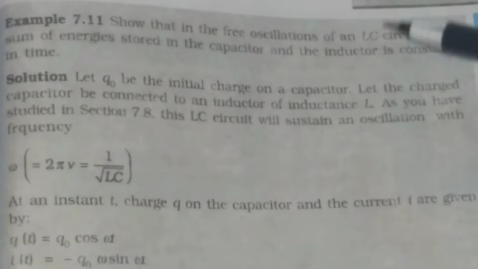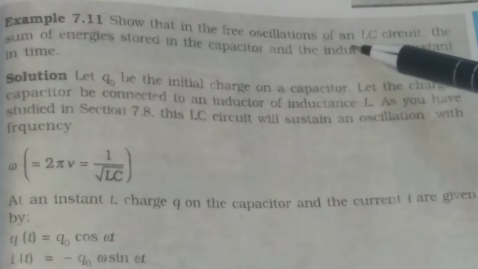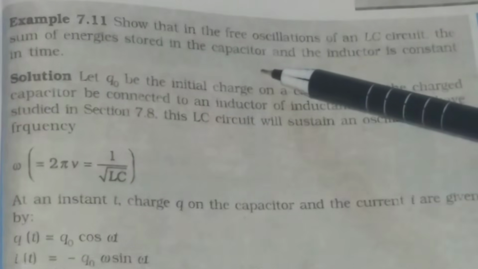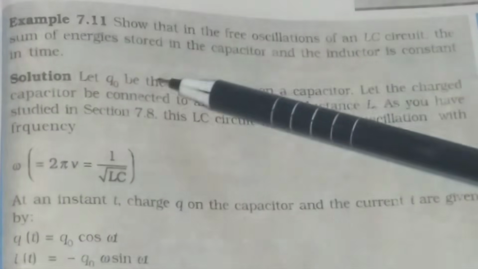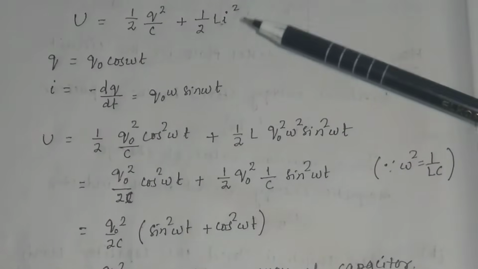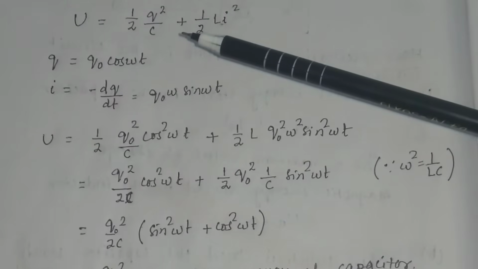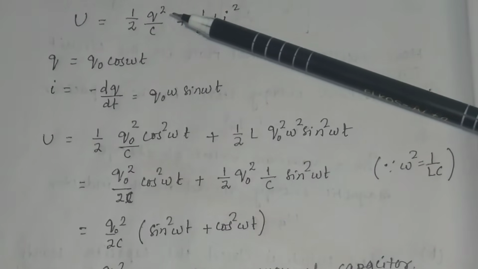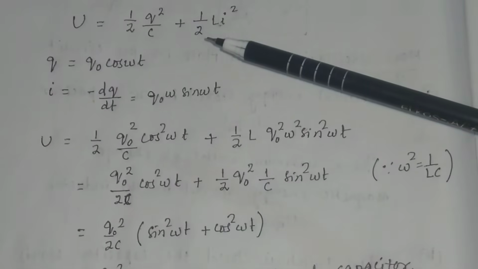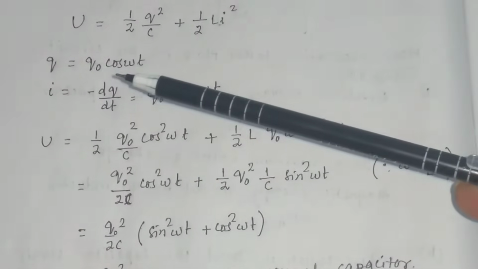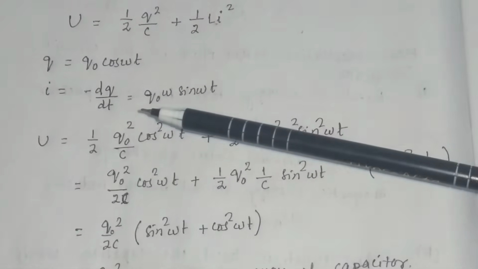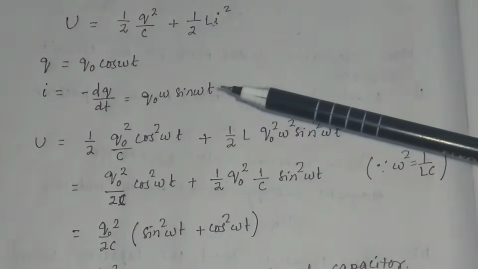Now let us work out a problem to show that in the free oscillation of an LC circuit, the sum of energies stored in the capacitor and the inductor is constant in time. In LC oscillation we have the total energy equal to half q square by c, the energy stored by the capacitor, plus half li square, the energy stored by the inductor. Here the charge q is equal to q0 cos omega t, and the current is equal to minus dq by dt, that is equal to q0 omega sin omega t.